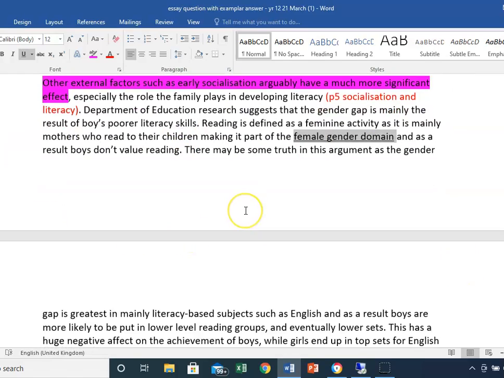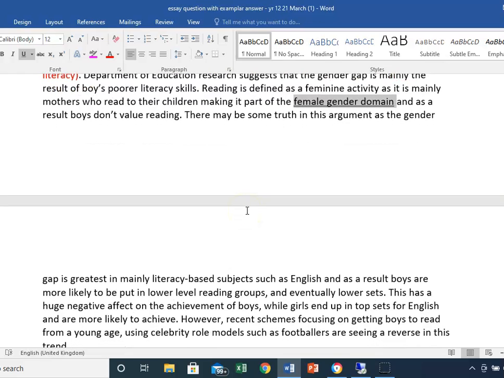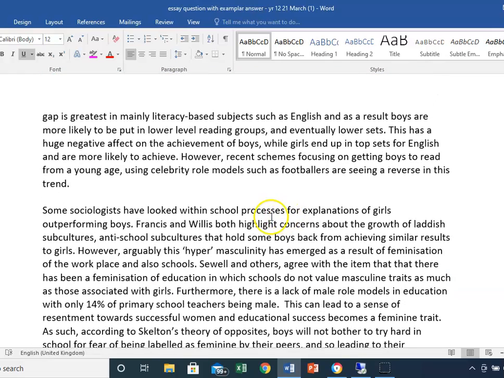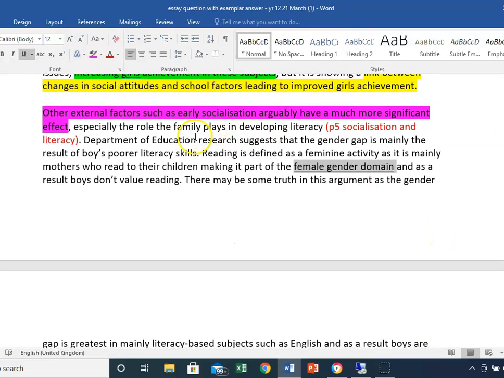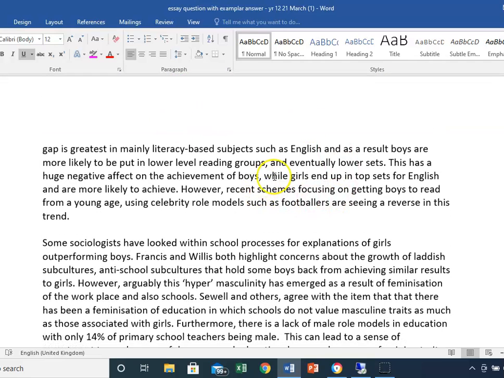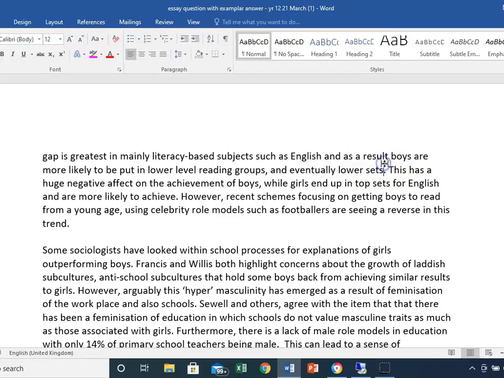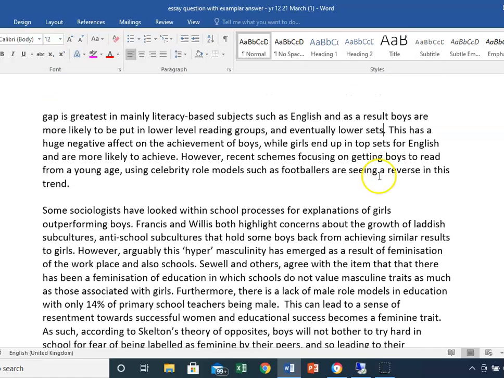There may be some truth in this argument as the gender gap is greatest in mainly literacy-based subjects such as English, and as a result, boys are more likely to be put in lower-level reading groups and eventually lower sets. Okay, so they're now connecting, if you like, an external process of socialization with the internal process of setting. Okay, so I'm going to put sets as point 6.